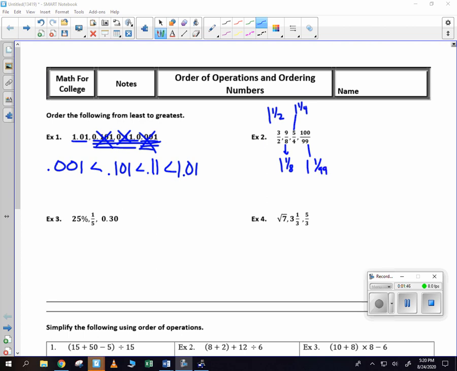So they all start with a 1, but what's the smallest fraction? Well, the 1 over 99. So 100 over 99 is the smallest. Then the 1/8 would be next, so we would have 9/8. And then the 5/4, and then the 3/2. And so there is your list from least to greatest.